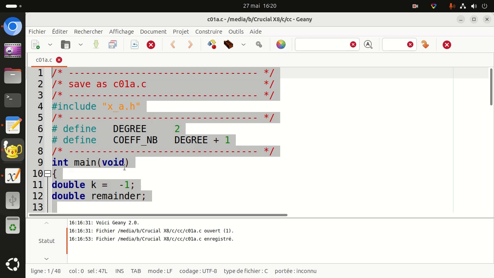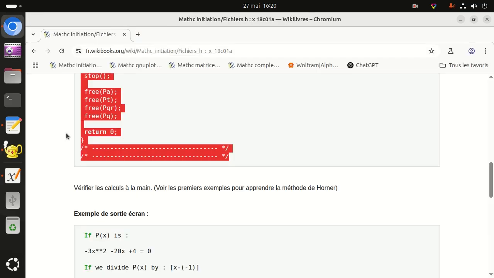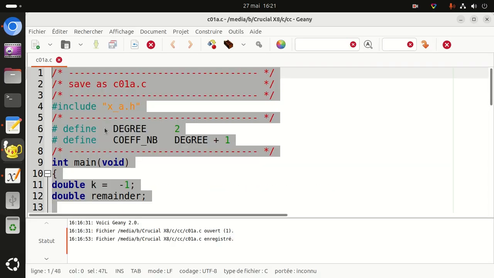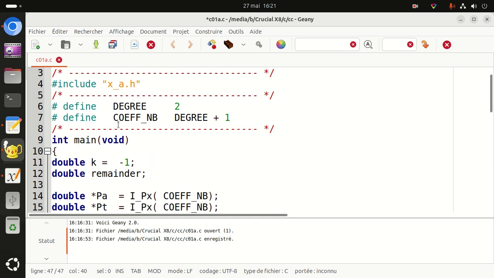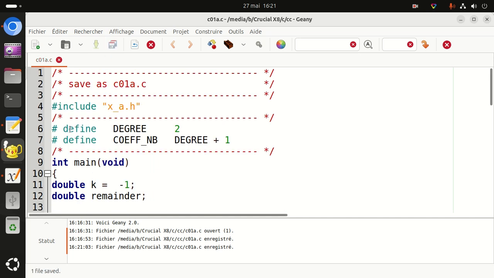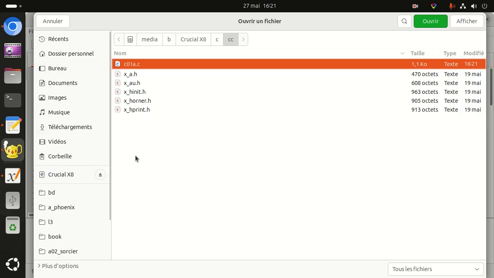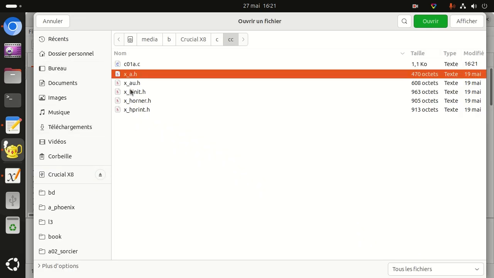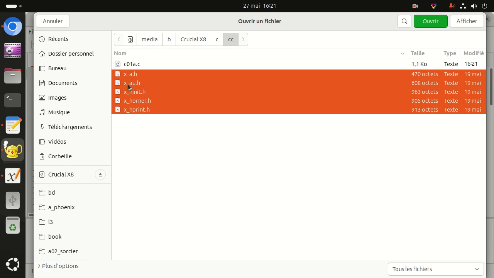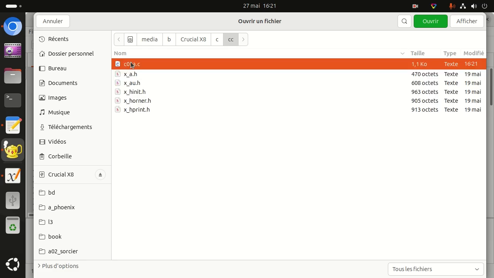I put the C file into my editor. I save it. Now I verify if it all is correct. I have all the hash file is correct and I have the C file.